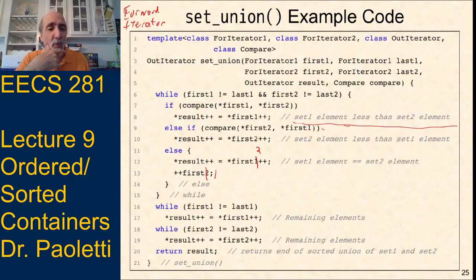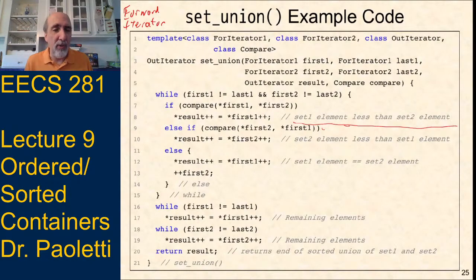In line 13, why did I make it a pre-increment? Because pre-increment is slightly faster than post-increment with iterators. In the other lines, it has to be a post-increment because I have to copy what's there before I move to the next element. But with line 13, because it's just happening all by itself, I'm just moving an iterator forward, so I just do a plus plus as a pre-increment. All right, that's the end of the else, and the end of the while loop. So that runs as long as I'm within both containers.